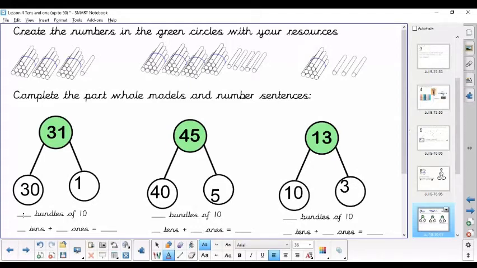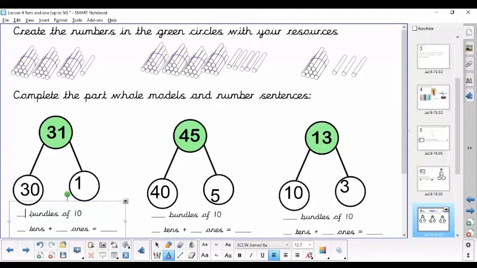If I were going to complete the number sentences, what would the answer be for each sentence? Pause the video and answer all of them, and then we'll go through them together. Okay, so we're going to answer these number sentences.